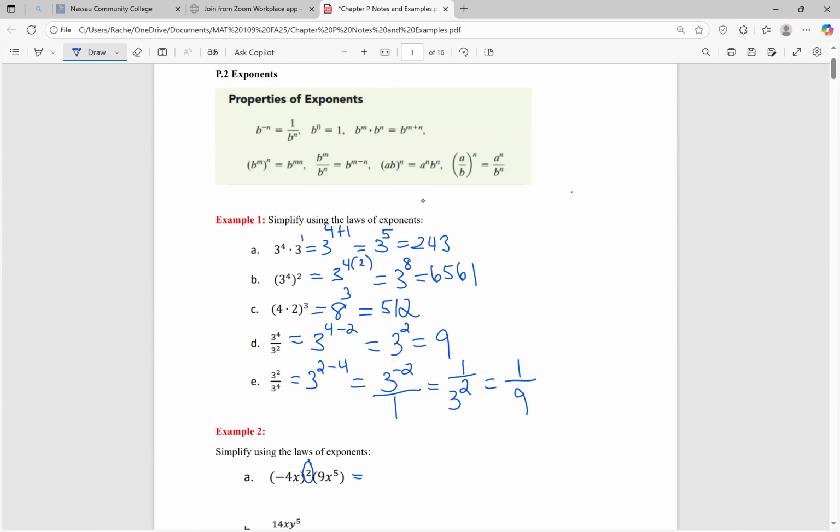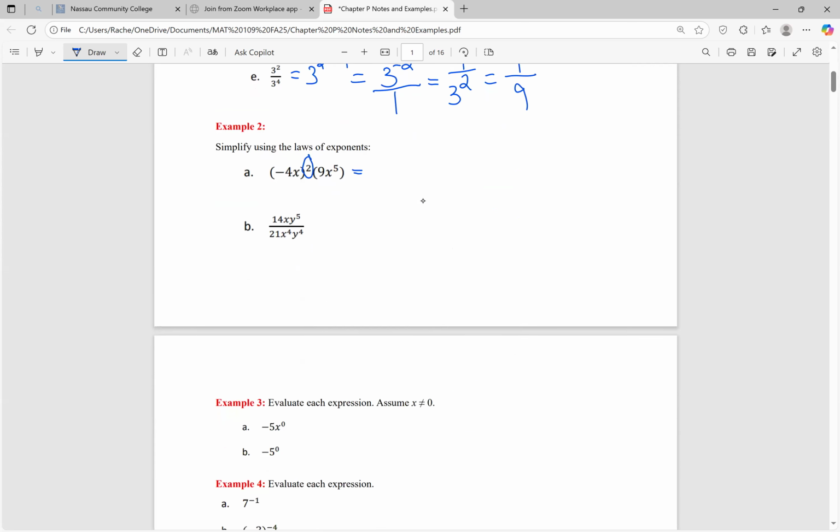Just to go back one more time, I'm using this product rule here. If I have a product a times b to the n, this is equivalent to a to the n times b to the n. So I'm going to have negative 4 squared times x squared. And then we have to multiply that by 9x to the 5th.